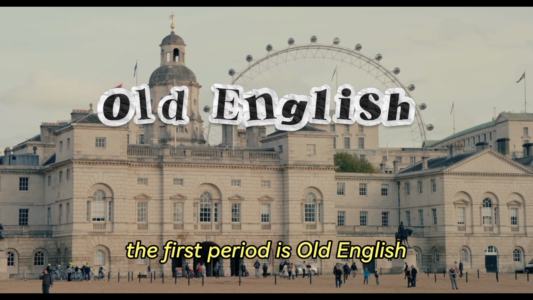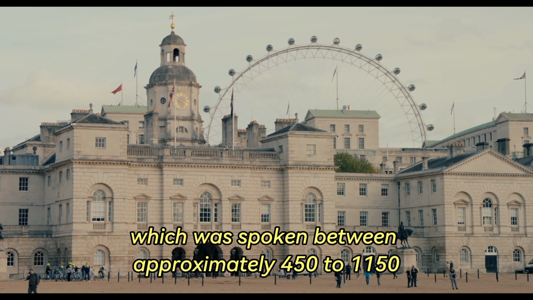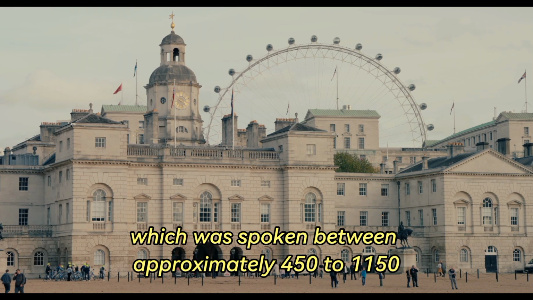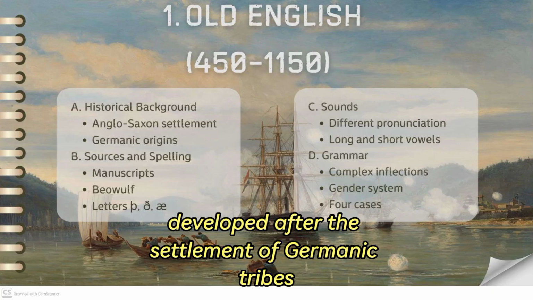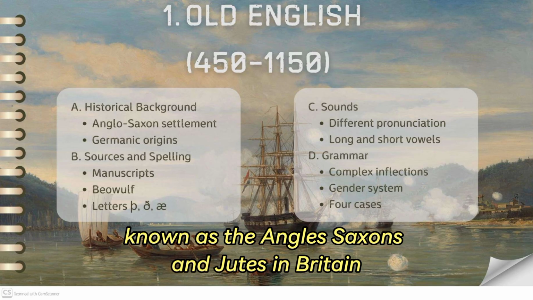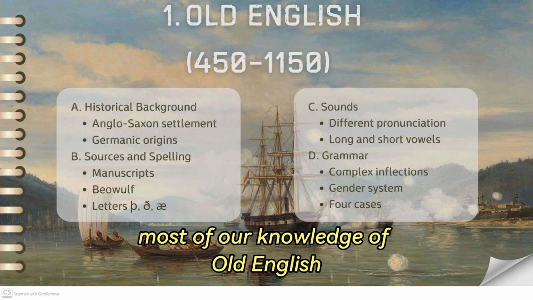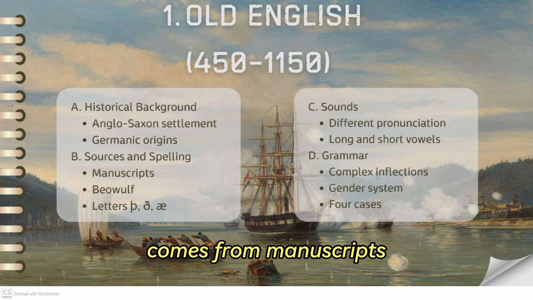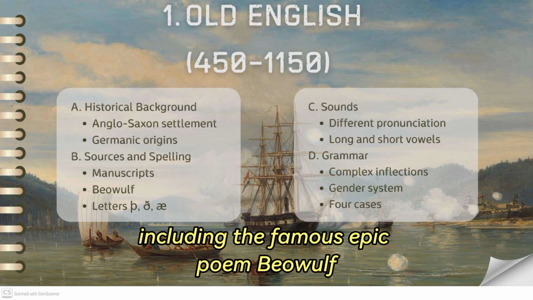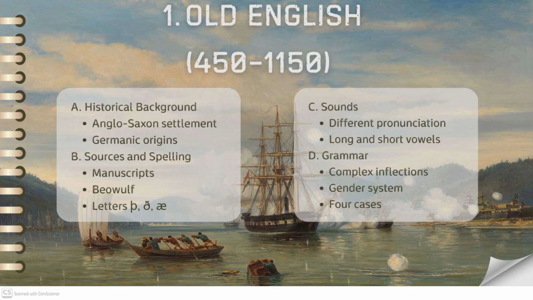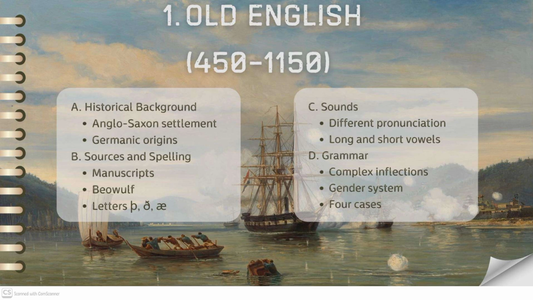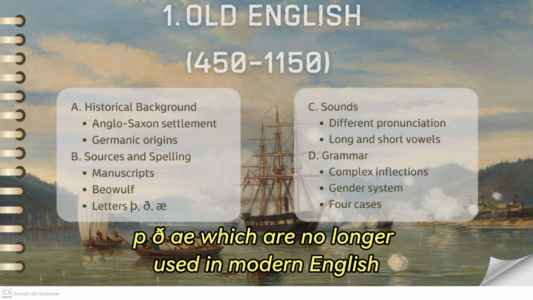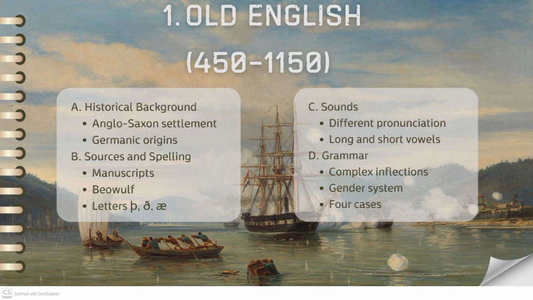The first period is Old English, which was spoken between approximately 450 and 1150. Old English developed after the settlement of Germanic tribes known as the Angles, Saxons, and Jutes in Britain. Most of our knowledge of Old English comes from manuscripts, including the famous epic poem Beowulf. The writing system included special letters such as thorn, edh, and ash, which are no longer used in modern English.